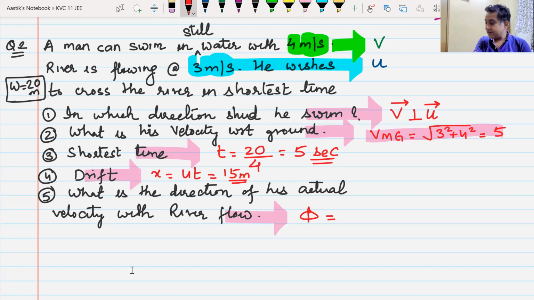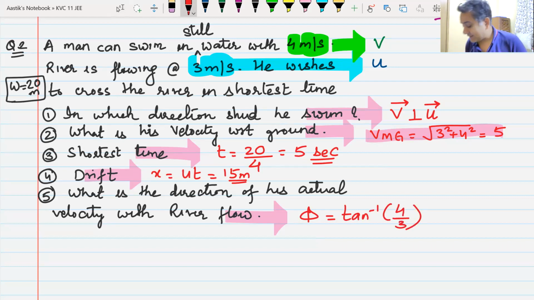What is the value of phi? No one got this. So if I want to write 3, 4... "Sir, 37." That is absolutely wrong. Tan inverse 4 by 3 is the direction with the river flow. So that is not 37 degrees. It is in fact 53 degrees.